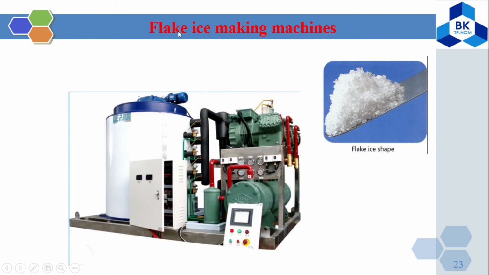The second type is the flake ice making machine. This one makes ice in flake shape. You see it looks like the picture on your right-hand side. Normally this product is used for cooling fish or seafood. When they get it from the sea, they put it directly into the cold storage, and then they put flake ice into it to keep it cool.